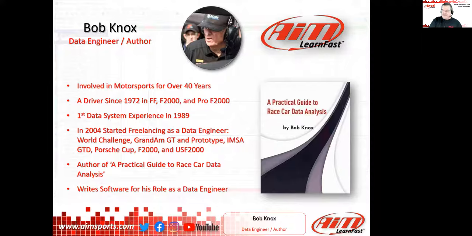He also writes his own software for his role as a data engineer. You probably already know that preparation is everything, right? You've got this task of engineering the car or getting the most out of your data analysis experience, and doing everything you can to get your data out of the car and get answers to what you need as fast as possible is preparation. Bob has done that with some writing of some software, which is kind of an interesting thing as well.